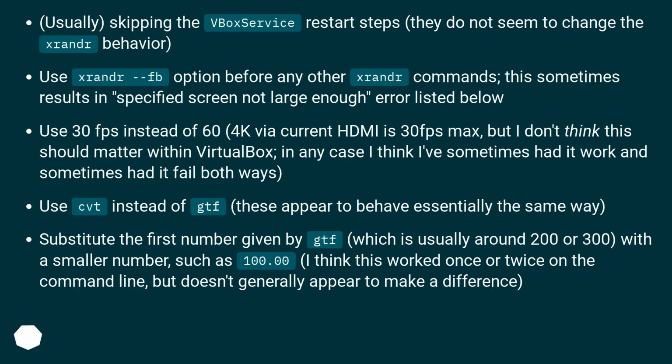Use CVT instead of GTF. These appear to behave essentially the same way. Substitute the first number given by GTF, which is usually around 200 or 300, with a smaller number, such as 100.00. I think this worked once or twice on the command line, but doesn't generally appear to make a difference.